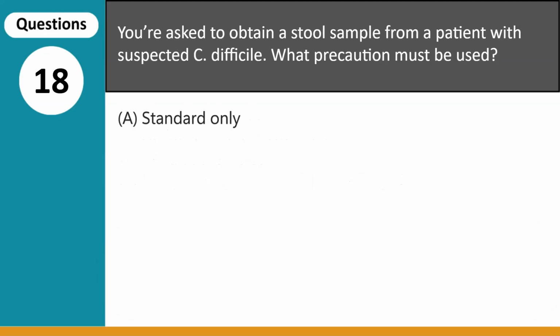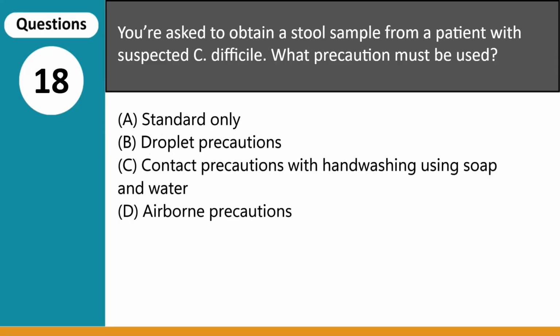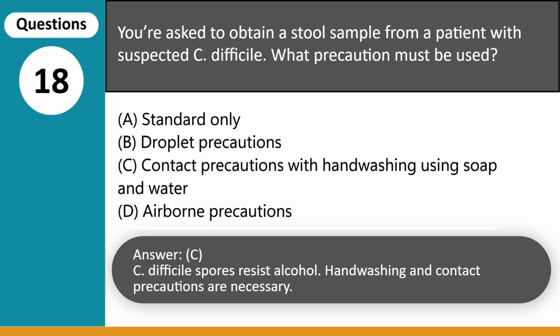You're asked to obtain a stool sample from a patient with suspected C. difficile. What precaution must be used? A. Standard only. B. Droplet precautions. C. Contact precautions with hand washing using soap and water. D. Airborne precautions. Answer C. C. difficile spores resist alcohol. Hand washing and contact precautions are necessary.